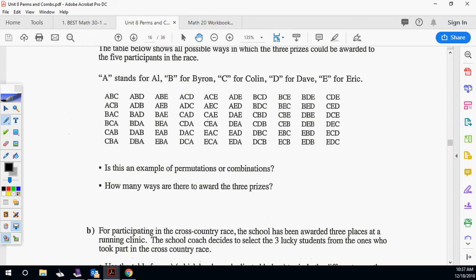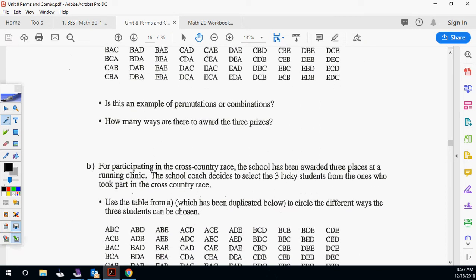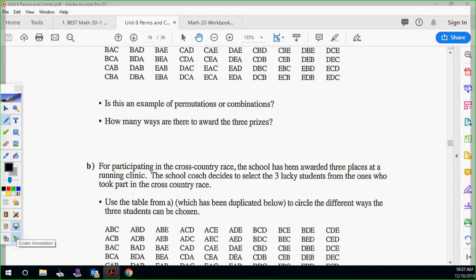Okay, so as an example, it's a permutation. How many ways can they be awarded the 3 prizes? This is where we simply go 5 people, how many ways can we get groups of 3? That's 5P3. So 5 people racing, and you do that, you should get 60. So there's 60 ways they could finish.